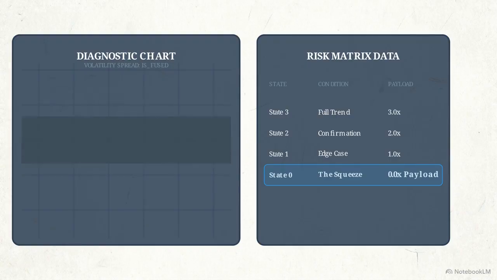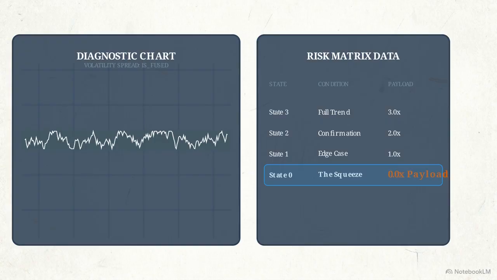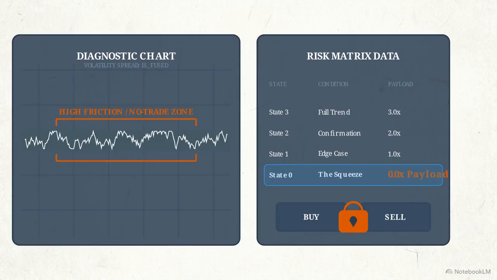The mechanical trigger for this state occurs when the volatility spread contracts tightly into a flat gray baseline rope, signaling an extreme drop in momentum. The operational rule for state 0 is absolute capital preservation. The payload is hard-coded to exactly 0.0. You stand completely aside and do not execute predictive entries inside this high-friction zone.